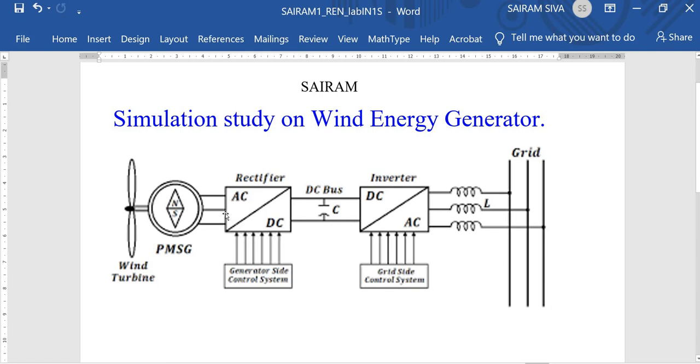So we are not able to directly connect it to the AC load or grid. For that purpose, we convert that output AC voltage into DC, then regulate this DC voltage, then convert the DC into AC again. This AC is filtered by the L filter, and then it is integrated into the grid. This is the procedure. Here we are going to see two categories.